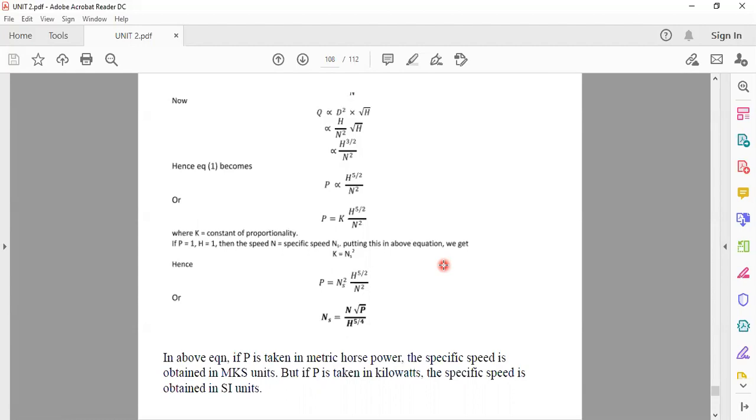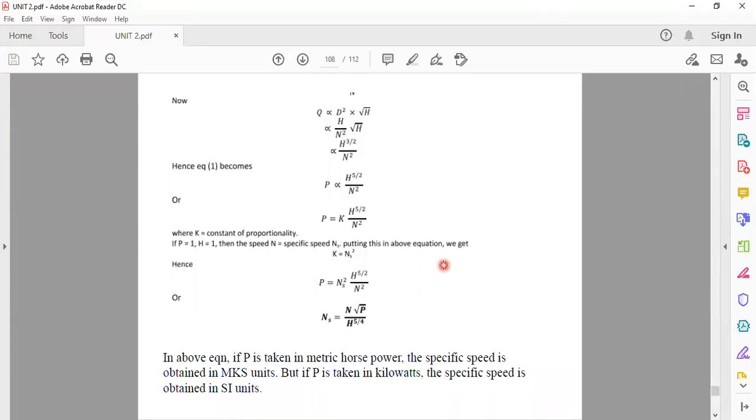K is the constant of proportionality. For now we are putting unit power and unit head in this formula. So we are getting constant K equal to Ns square. So put this constant value in our above equation. After putting, we are getting P equal to Ns square into H raised to 5 by 2 upon N square. So after rearranging our mathematical steps, we are getting specific speed Ns equal to N under root of P upon H raised to 5 by 4. This is our specific speed equation.